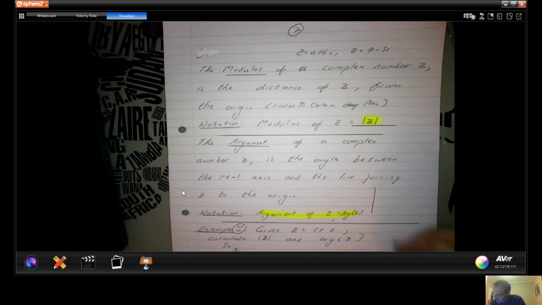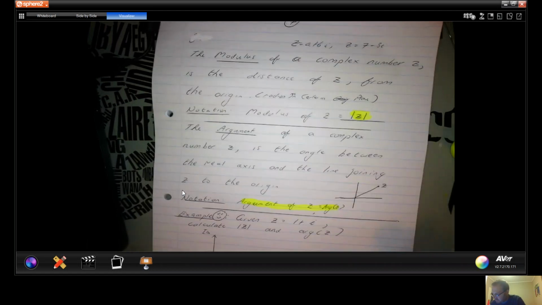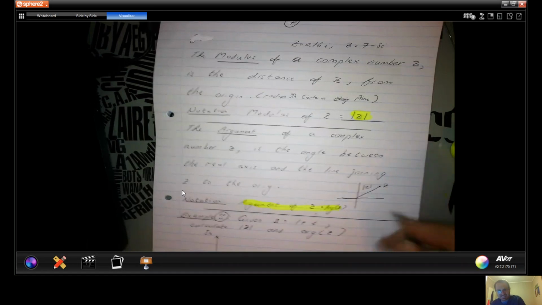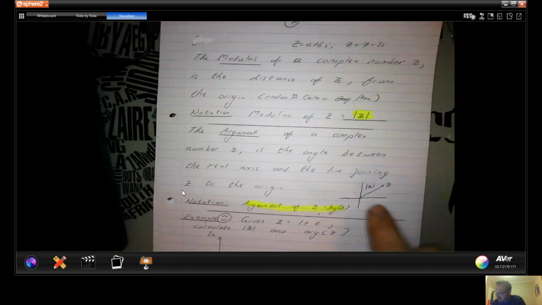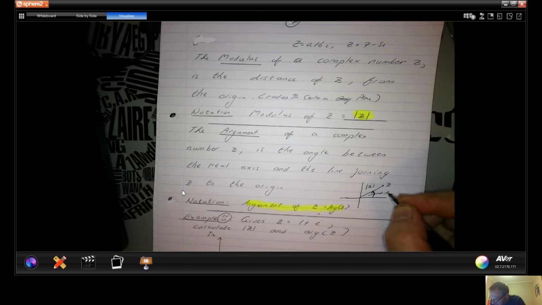If I have some complex number z, then the distance from here to here we're going to call mod z, whatever that distance is. That is the modulus of z, the distance from the origin to the point. That was your old r on the Cartesian plane. And then this angle, in an anti-clockwise direction from the positive x-axis, is what we refer to as the argument of z.